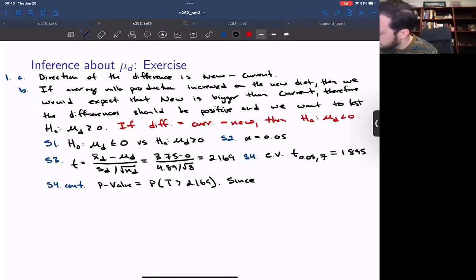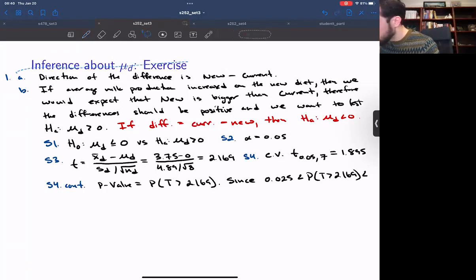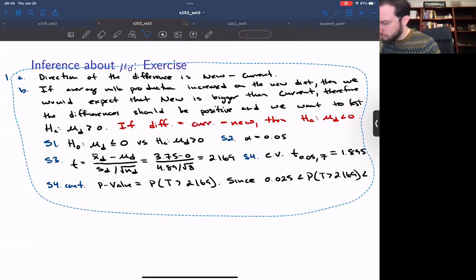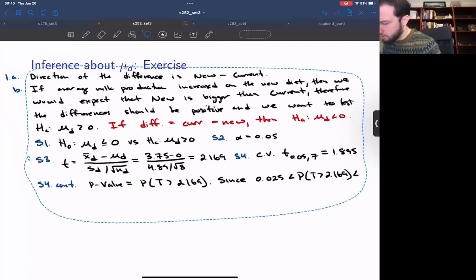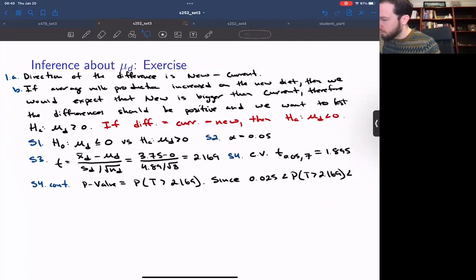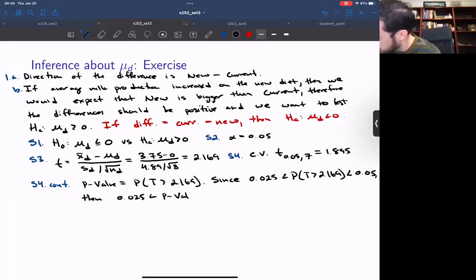So we can say since 0.025 is less than the probability that t exceeds 2.169, which is less than 0.05, then 0.025 is less than the p-value, which is less than 0.05.